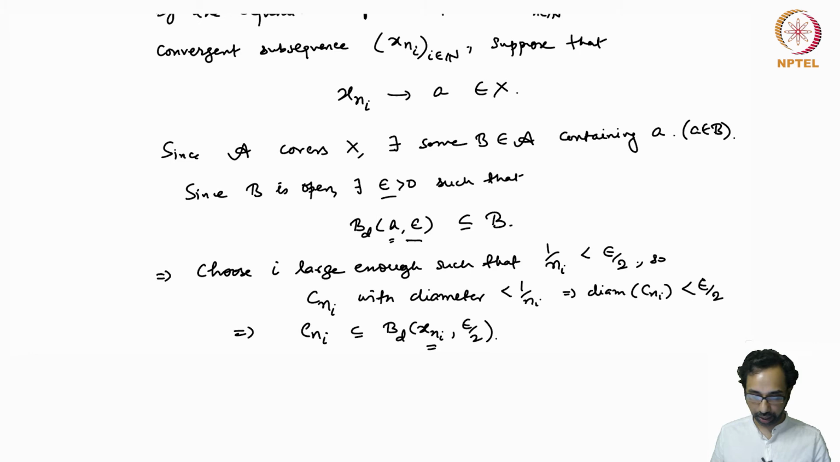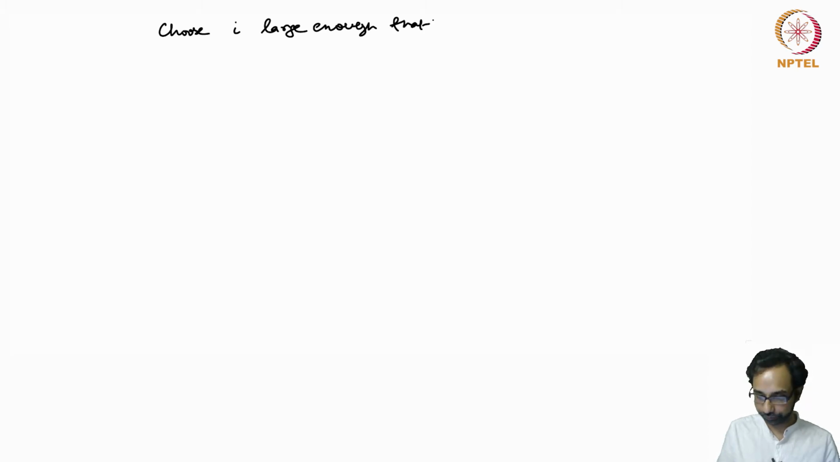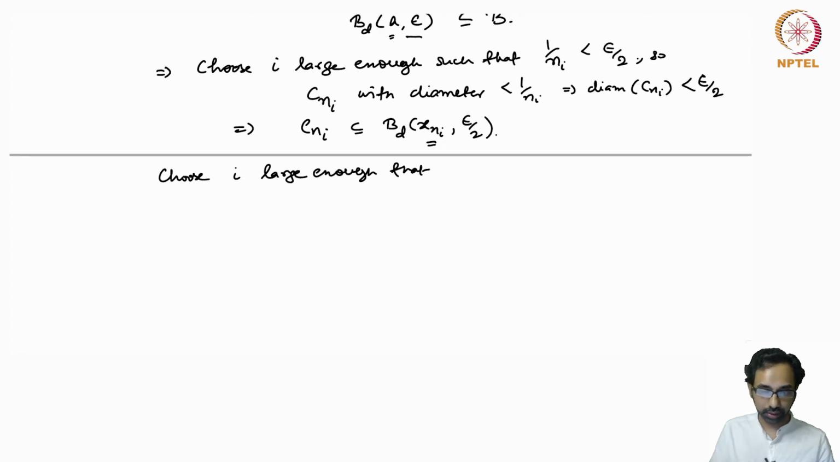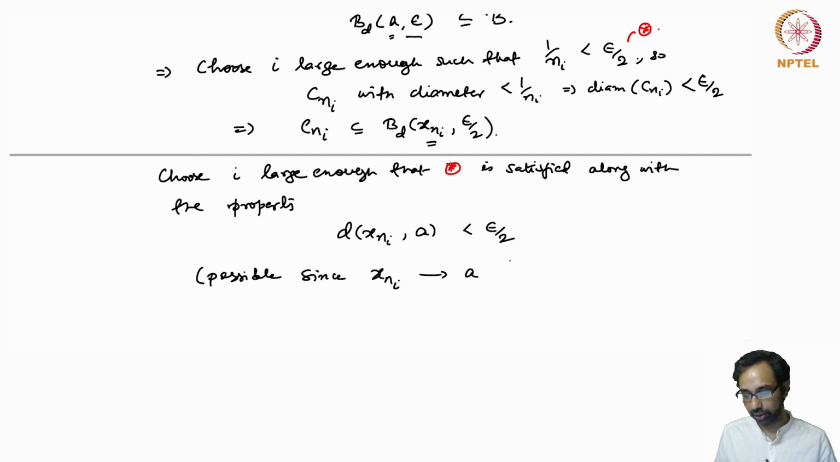So now we are going to choose n_i again, choose i large enough that, along with this star, which is 1 over n_i less than epsilon by 2, star is satisfied, along with the property that the distance between x_{n_i} and A is less than epsilon by 2, and this is possible since the subsequence x_{n_i} converges to this point A.